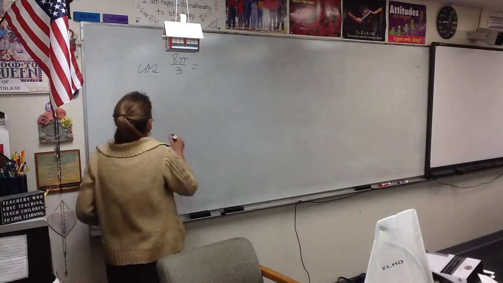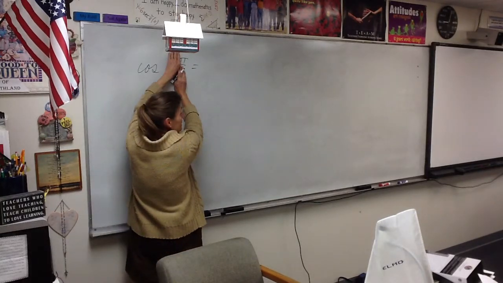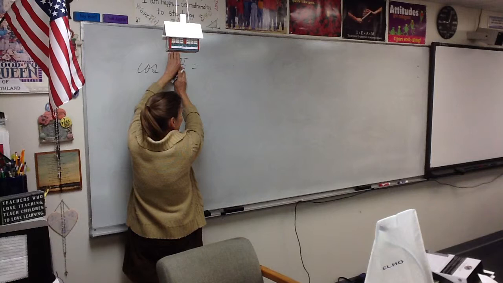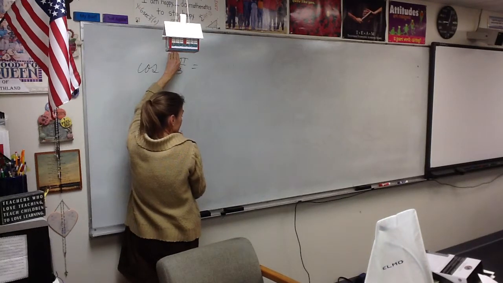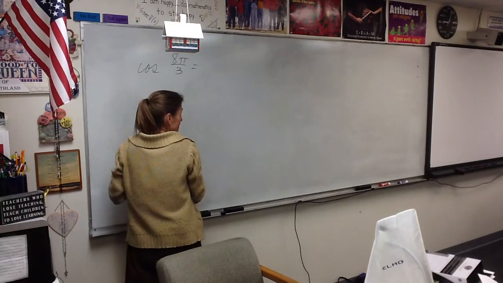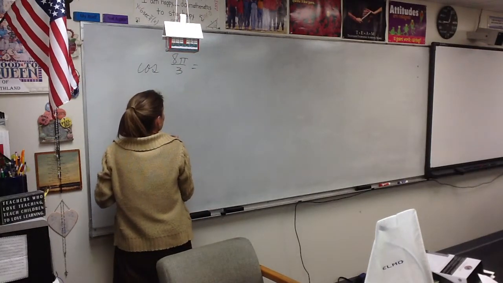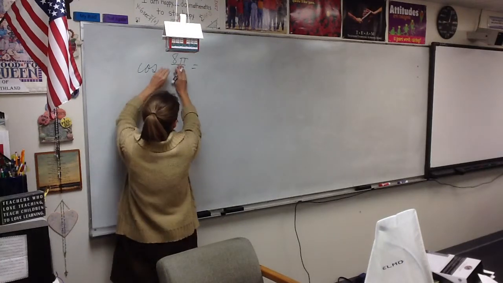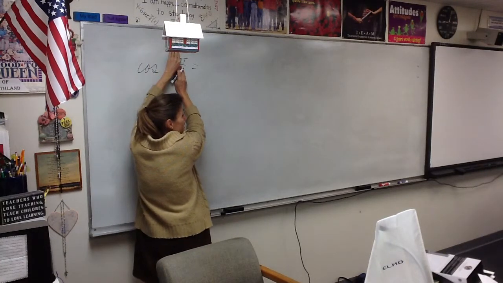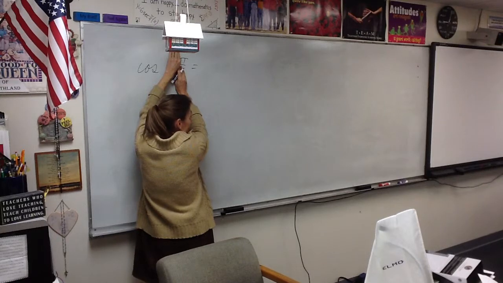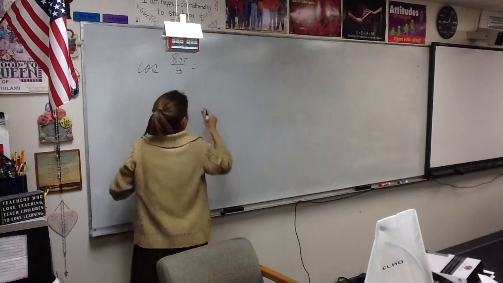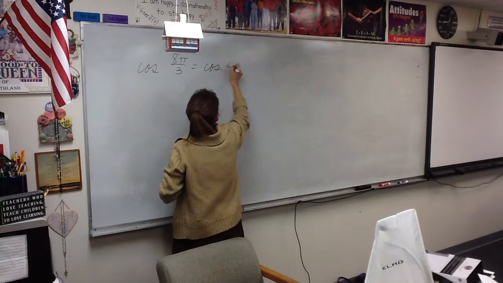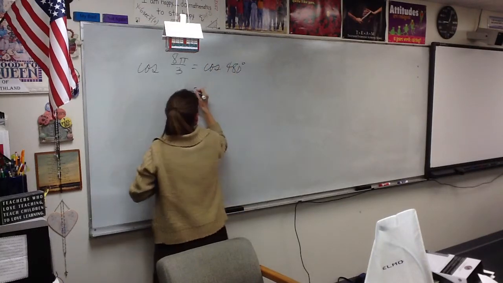Okay, so here we go. We know that pi is 180. 180 divided by 3 is 60, times 8. Okay, let's start over again. Pi is 180, divided by 3 is 60, times 8 is 480. So we have the cosine of 480 degrees.